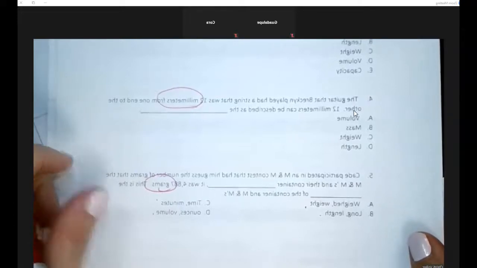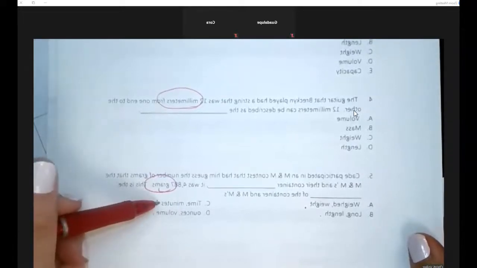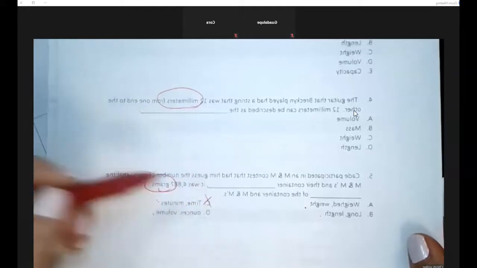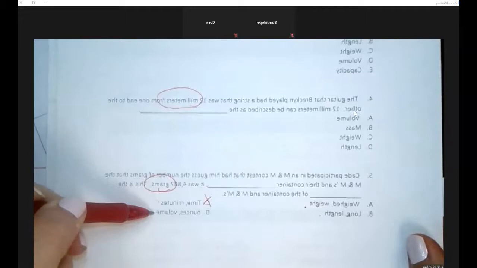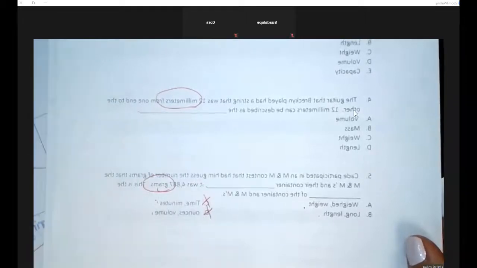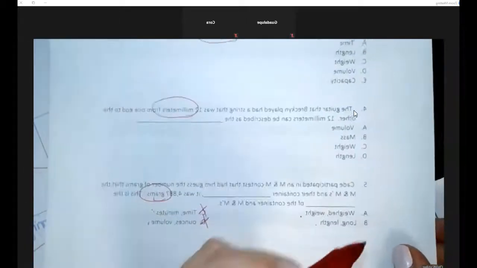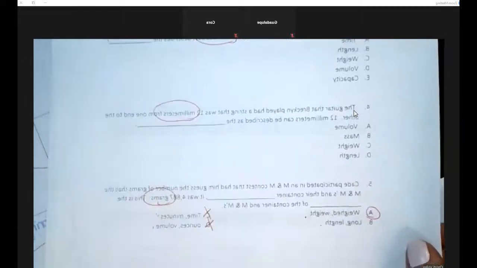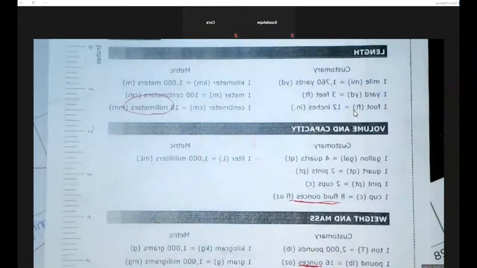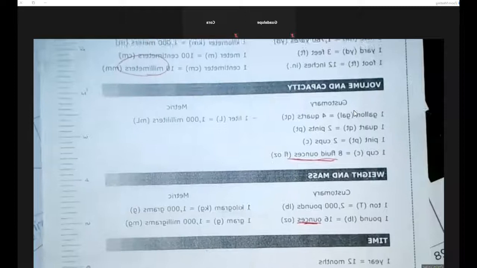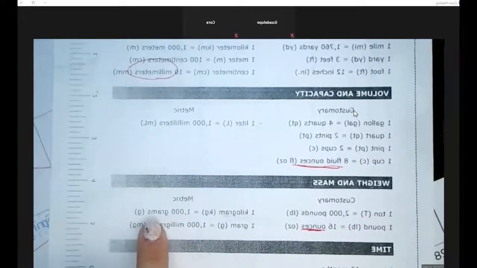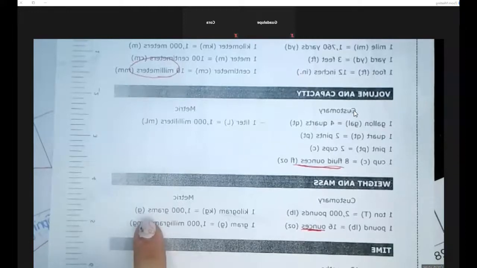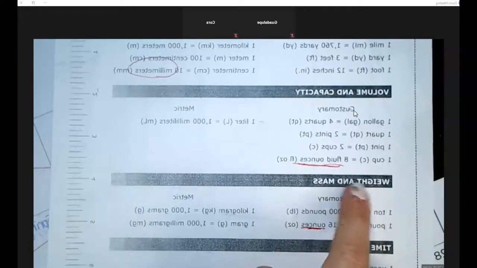If we're talking about M&Ms, is that time or minutes? No. Okay, so Allie says eliminate C. Is that ounces or volume? No. What is it, Kaylee? A. Good. Weight. So I can find that on my chart right here, grams. So even if I didn't know that off the top of my head, I can use this chart because right here it says weight and mass.